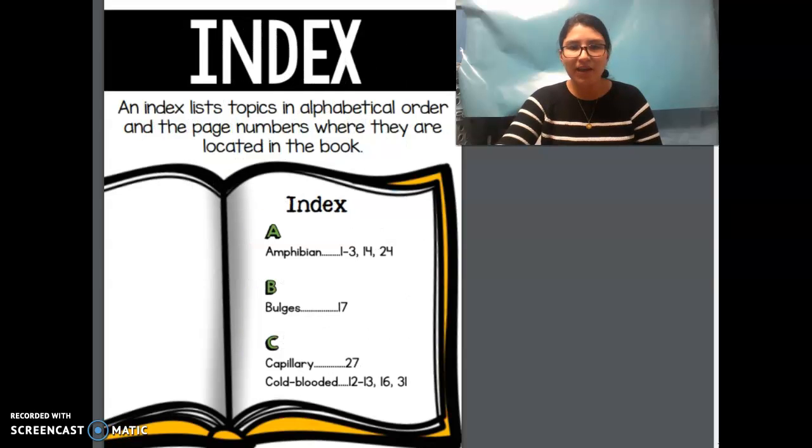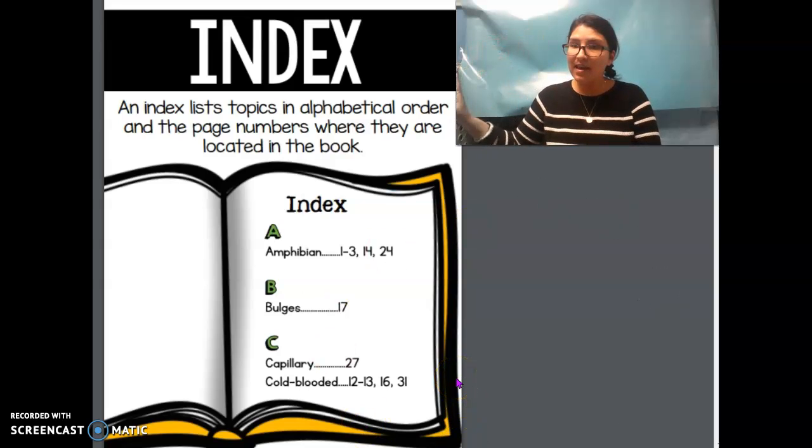Let's go ahead and look at index. Go ahead and say that word, index. Good job. An index lists topics in alphabetical order, okay? And the page numbers where they are located in the book. Again, the index is very important and is located at the end of the book, not in the beginning or the middle, at the end, usually after the glossary. So you have glossary and then the index.